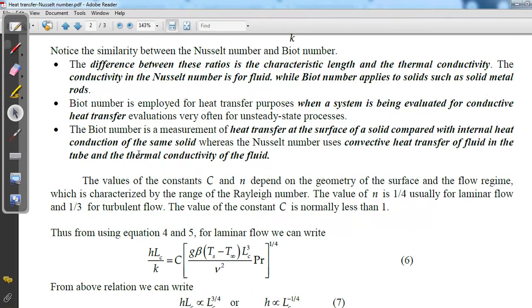Again, in the previous formula we have to know the values of the constants C and n, and more importantly we have to know the value of n. n will depend on the geometry of the surface and the flow regime, that is, whether the flow is laminar or turbulent, which will depend on the range of the Rayleigh number given.